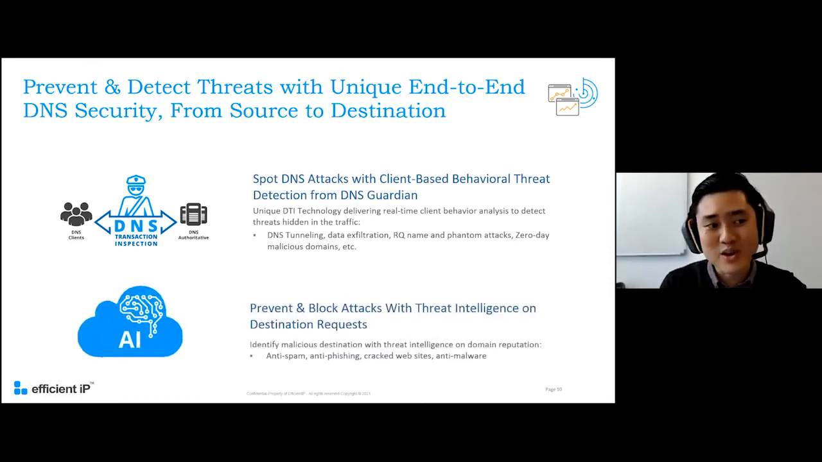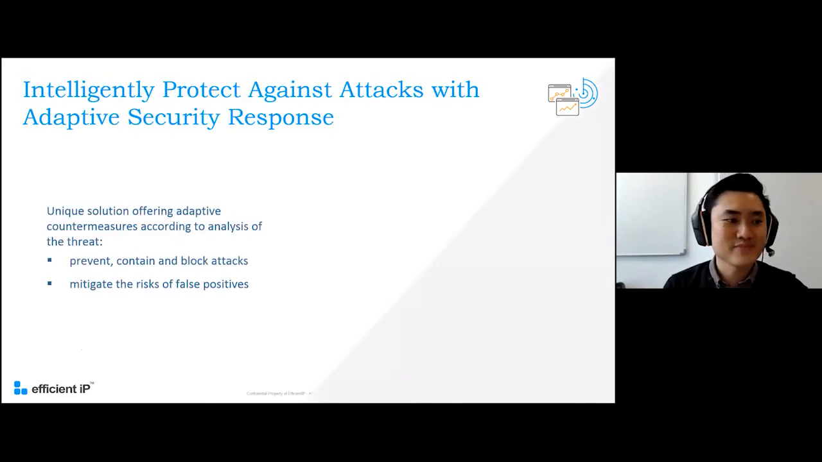To prevent and block attacks with threat intelligence on destination domains, EfficientIP proactively detects initial infection by blocking communication with external malicious servers. Threat intelligence is a complementary solution on top of our DNS transaction inspection. EfficientIP's patented DNS security solution enables adaptive countermeasures according to threat analysis, including blocking and quarantine of specific clients.